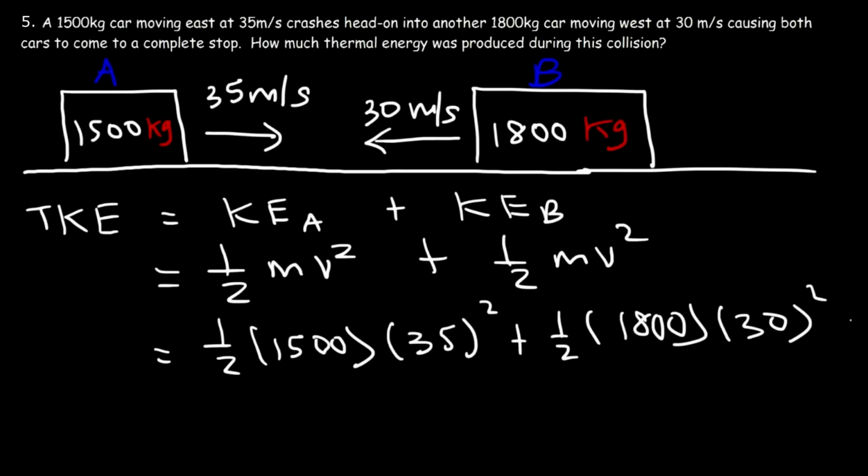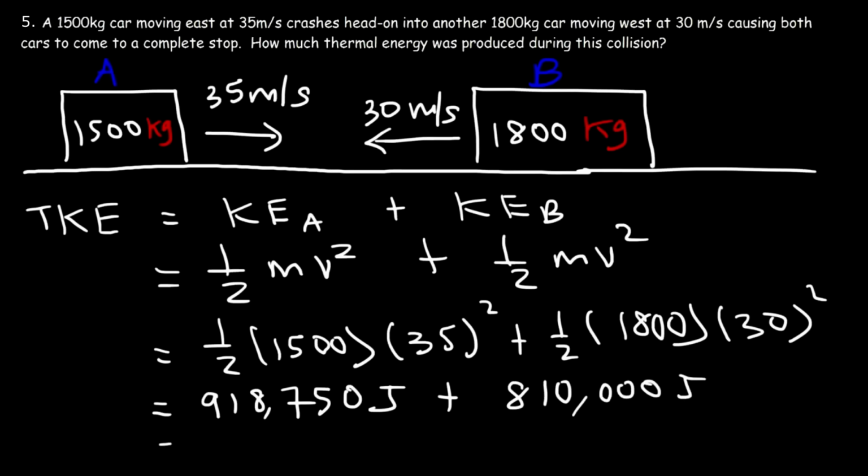So 0.5 times 1500 times 35 squared, that's 918,750 joules. And then 0.5 times 1800 times 30 squared is 810,000 joules. So if we add these two numbers, this will give us 1,728,750 joules. So that's how much thermal energy was produced during this collision.